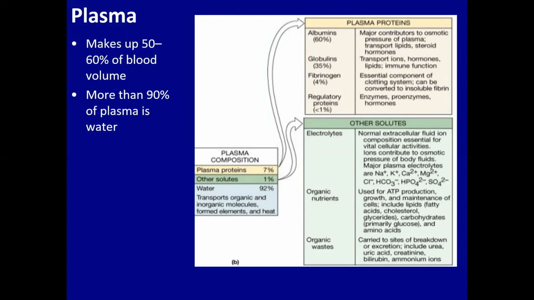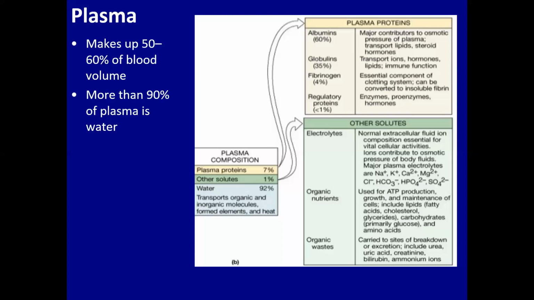Albumin, if you have ever looked at the white of an egg, that is essentially albumin. We also have globulins. Again, they are there for the transport of hormones, lipids, it has an immune function, and it also transports ions. Fibrinogen is incredibly important in clotting, and it can be converted into fibrin, which is a fibrous material, right? It's a protein that is fibrous. And then we have these regulatory proteins that are less than 1%.